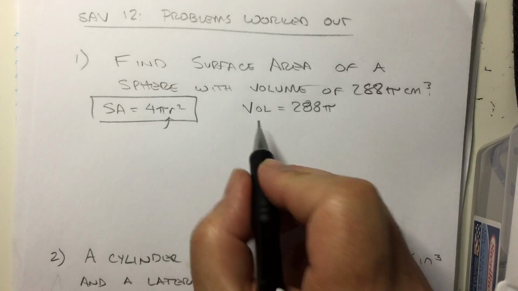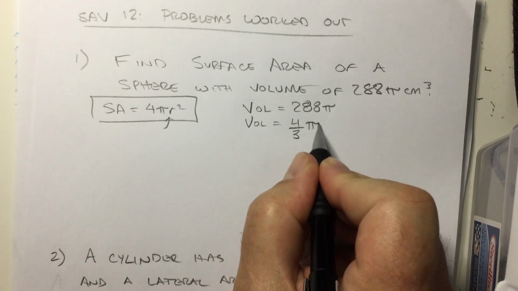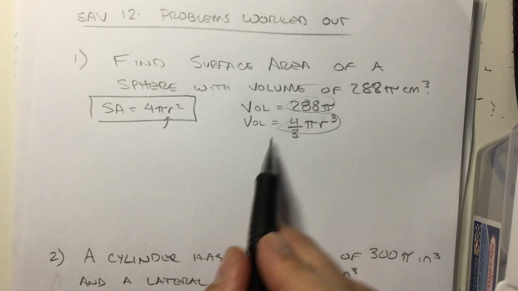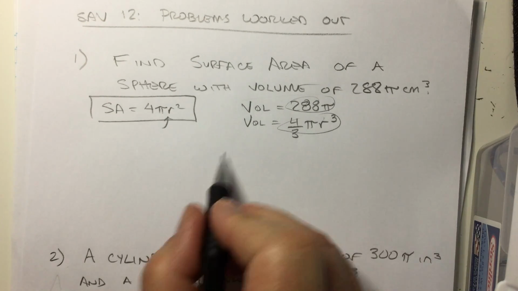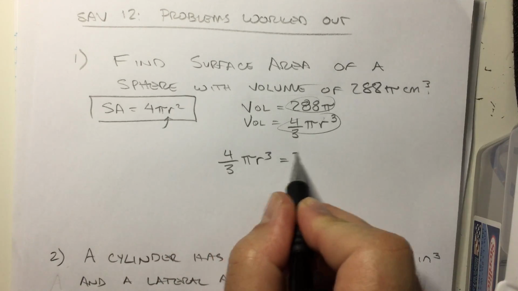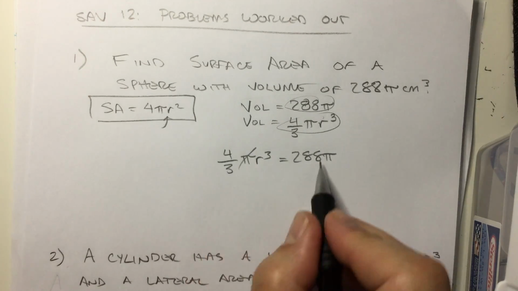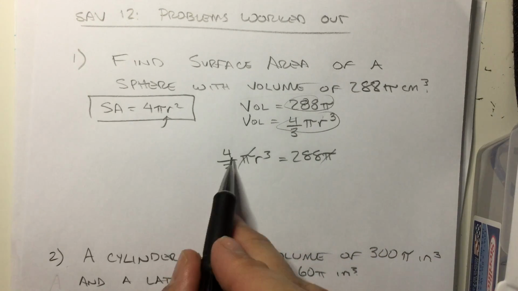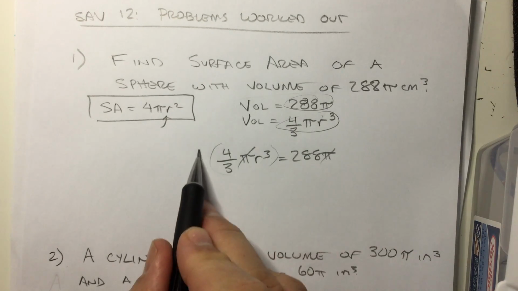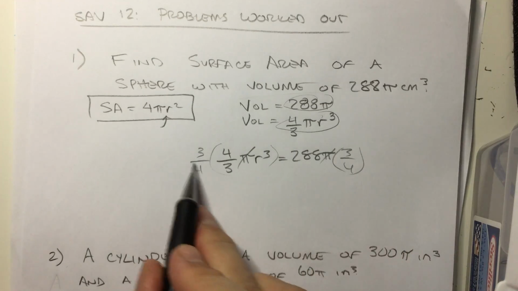What it gives us is that the volume is 288 pi. Okay, well, I also know that volume is the formula 4 thirds pi r cubed. So if both of these values are equal to the volume of a sphere, then I can set them equal. 4 thirds pi r cubed is equal to 288 pi. I can divide both sides by pi. And to get rid of the 4 thirds being multiplied by this, I'm going to multiply by the reciprocal, or 3 fourths. If I do it to one side, I have to do it to the other side as well.